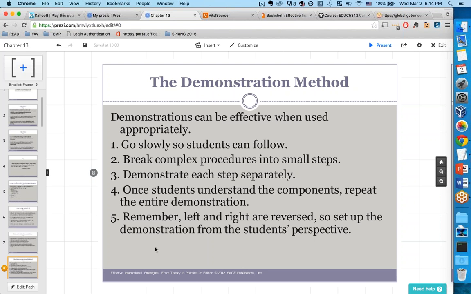So you may just show, for example, a movie, a video, an experiment setting. You may show a picture or book. All these are part of demonstrations. So demonstrations are not limited to just doing some sort of experiment in front of the classroom.